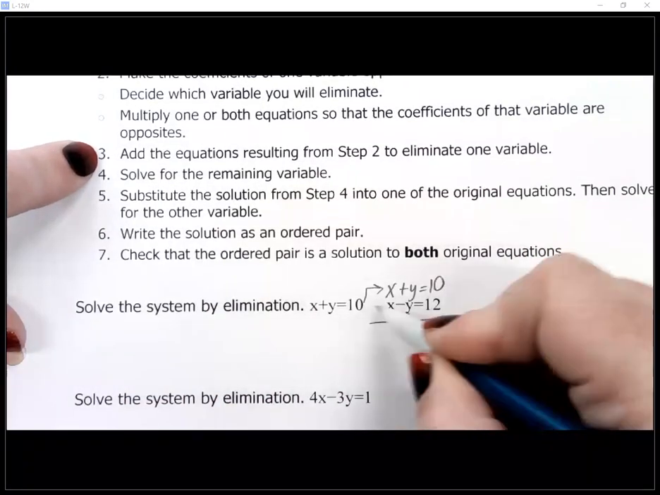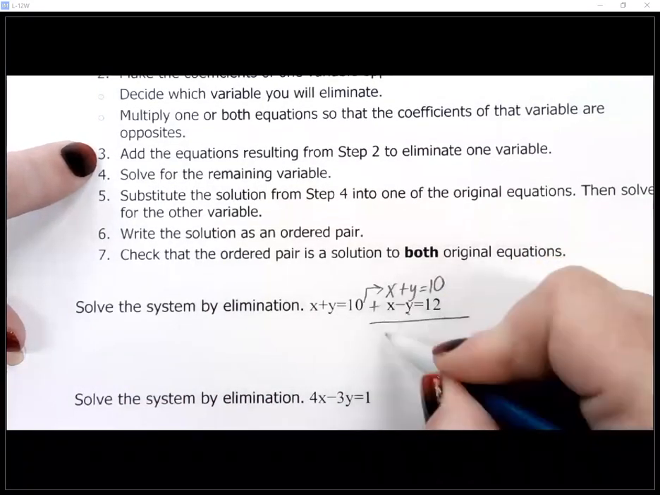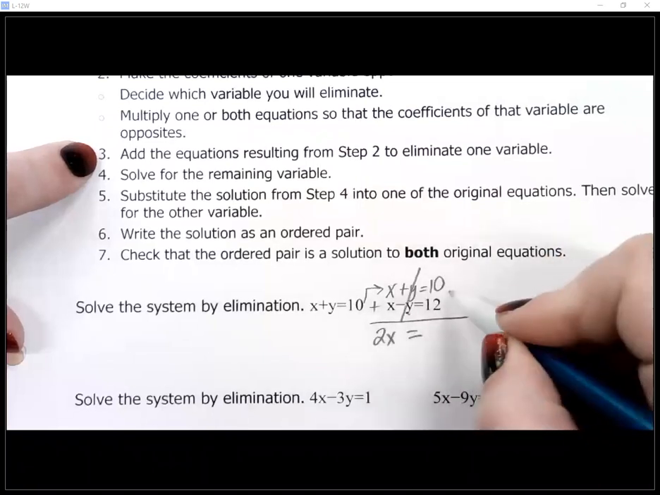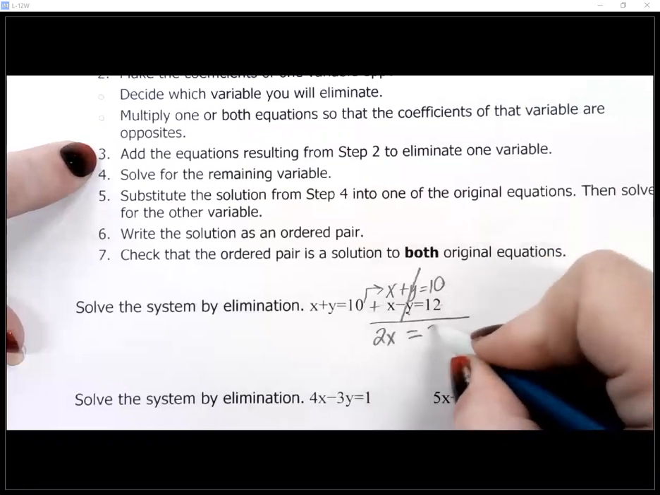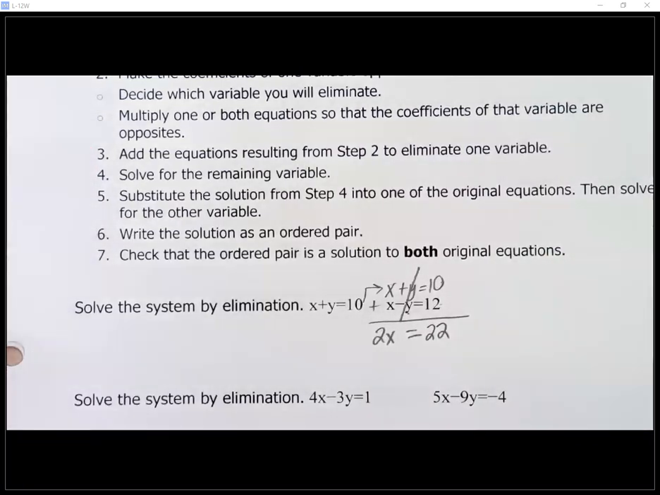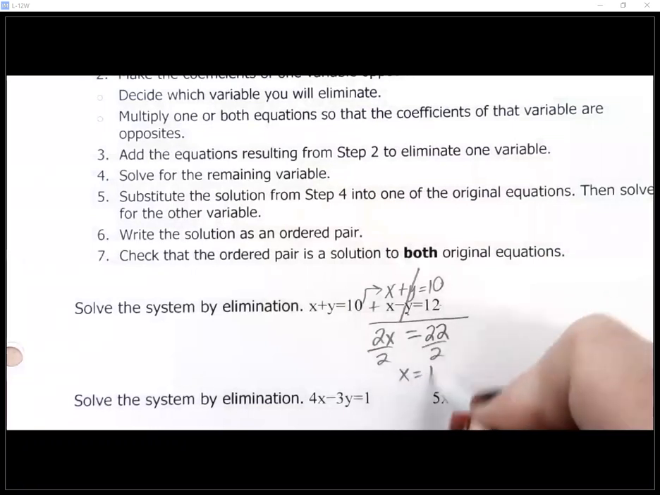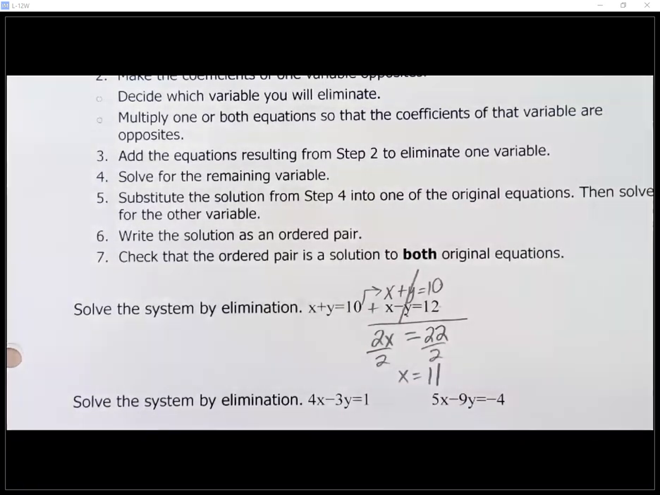If I add these together, x plus x is 2x, but see how positive y plus negative y is just gone. 10 plus 12, well, that's 22. And now I have this very easy equation and I can solve for x, easy peasy. So x is just going to end up being 11. Is that okay so far? Now, just like when I'm solving every other system, I need to find the other piece, right? I have x, I need the y. So where do we go?